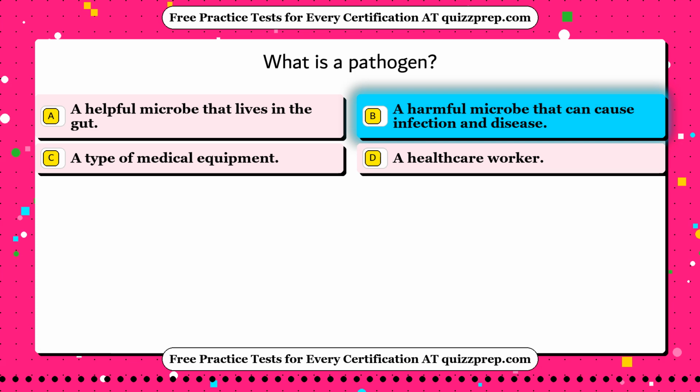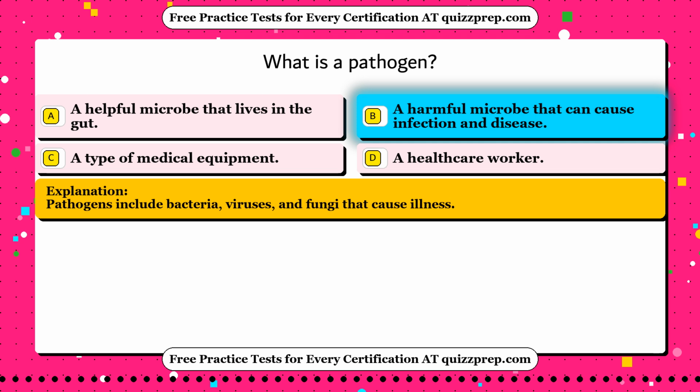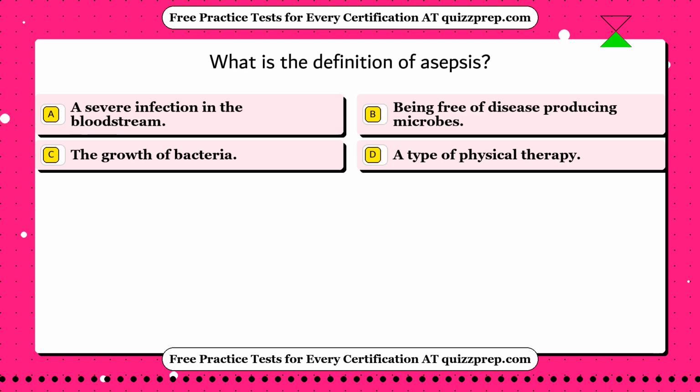The correct answer is option B, a harmful microbe that can cause infection and disease. Pathogens include bacteria, viruses, and fungi that cause illness. Question 89. What is the definition of asepsis?